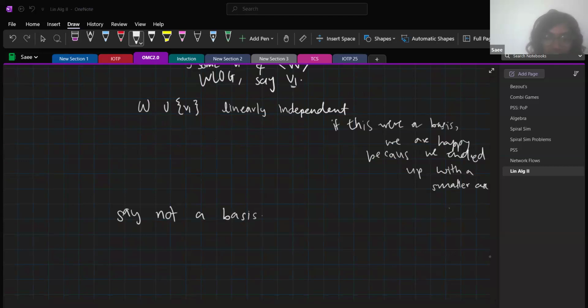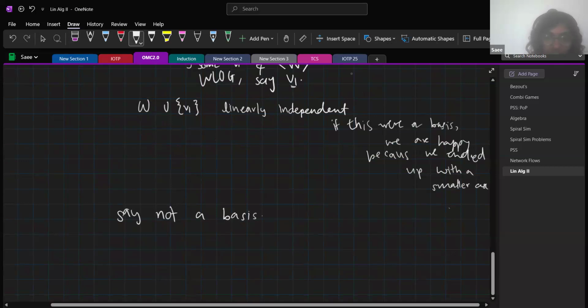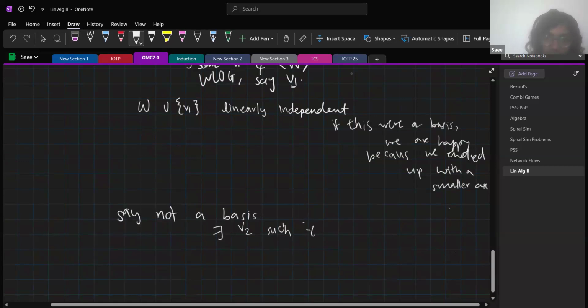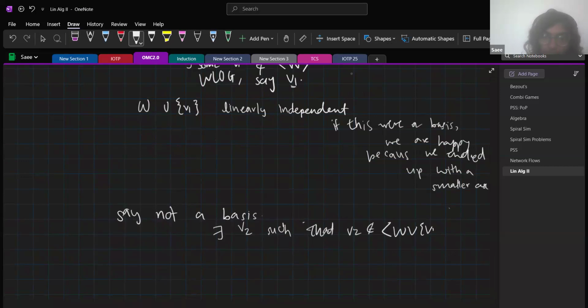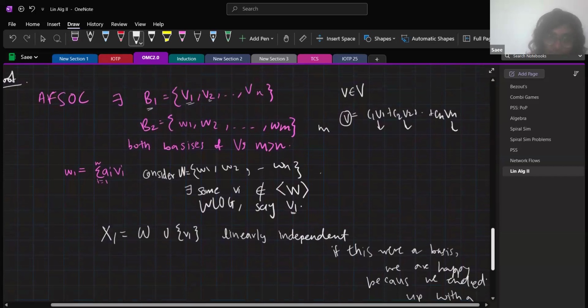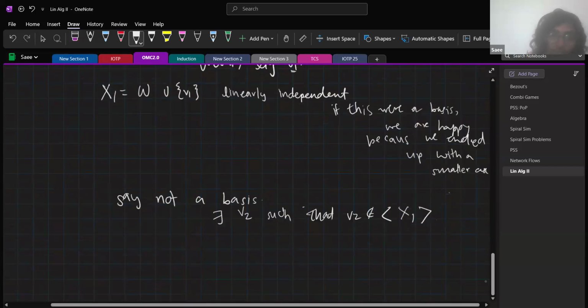If it's not a basis, then we can, and so there exists another Vi, let's say V2 without loss of generality, such that V2 is not in the span of W union V1. We can call it X1. So it's not in the span of X1. Right? Because if all of the Vi's were in the span of X1, then this would have been a basis. Same idea as earlier.